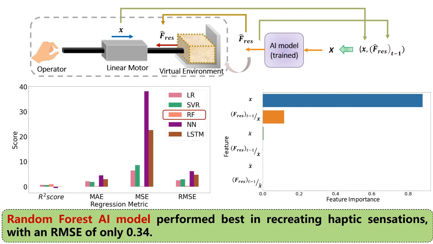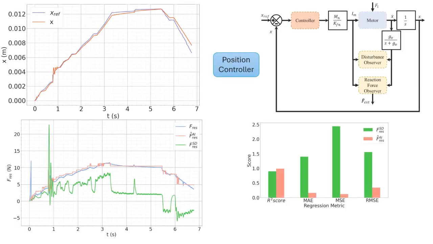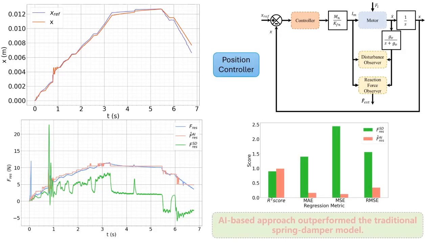Therefore, the random forest algorithm was chosen as the most suitable AI algorithm for haptic object reconstruction, leading to its implementation in the haptic object reproduction phase. The results reveal that when using the random forest model, compression depth is the most crucial feature by importance for building the AI model. To validate our approach, a comparison of force responses was conducted using the same position reference input. It appears that the force response predicted by the AI model closely aligns with the real force response, whereas the spring damper model exhibited a greater deviation from the actual response.